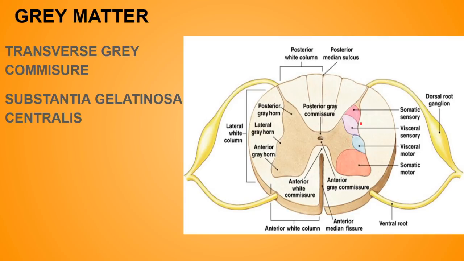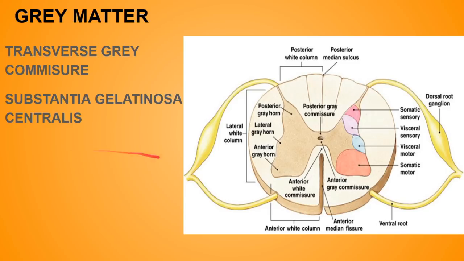Now the central canal of the spinal cord actually passes through the center of this grey commissure from over here. And the canal is actually surrounded by, remember, the substantia gelatinosa centralis. So remember, this canal is surrounded by the substantia gelatinosa centralis.